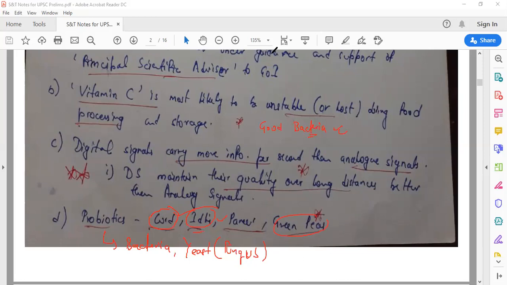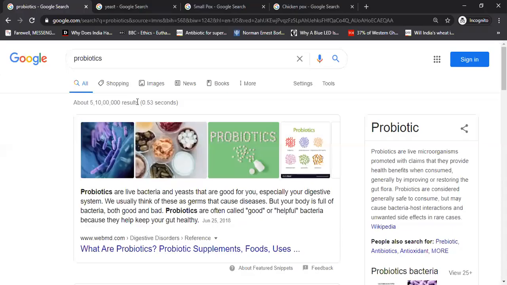Now let's see certain stuff. So we have seen West Nile virus. Again, probiotics are live bacteria and yeast. As we have discussed, what are probiotics? They're live bacteria and yeast, which are good for you, especially for your digestive system. We have also talked about good and bad bacteria. Probiotics are often called good or helpful bacteria because they keep your gut healthy. So remember, curd, paneer, even green peas and idlis, they are probiotics. Cool, dude. So probiotics we have done.